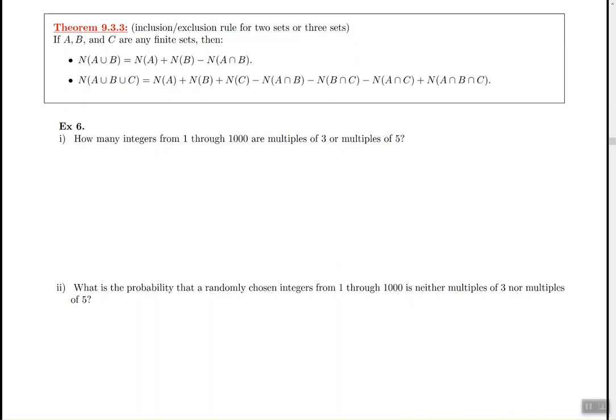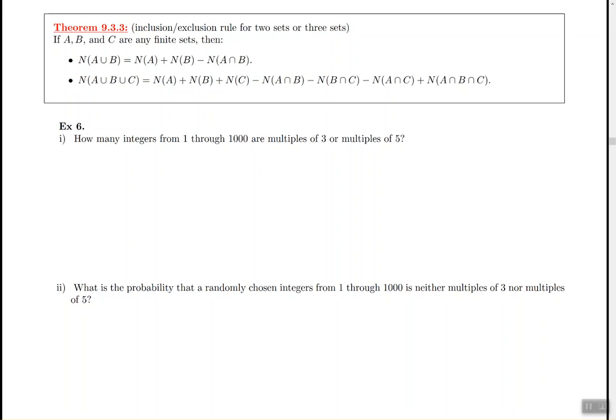Oftentimes, a set is not made up of multiple sets that are mutually disjoint, and this is the reason why we have Theorem 9.3.3. It's called the inclusion-exclusion rule for two sets or three sets. This could obviously be generalized for more sets, but we're going to stick to two or three sets.